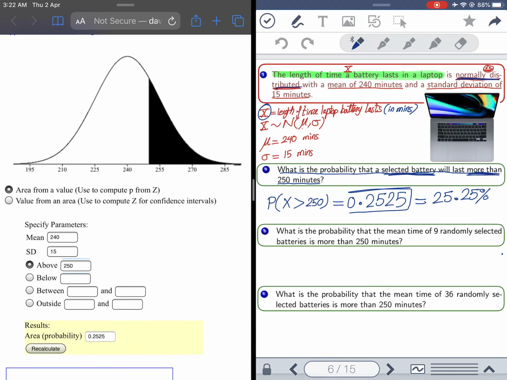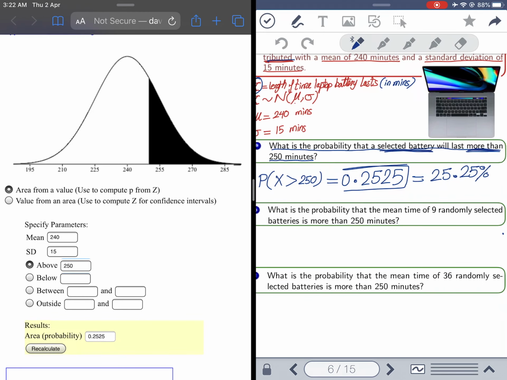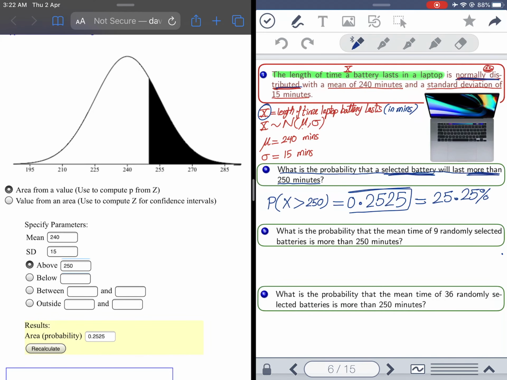All right, so now let's see the second question. What is the probability that the mean time of nine randomly selected batteries is more than 250 minutes? So they are asking us the same question, but now we have n, the number of batteries, or the sample size, is 9.